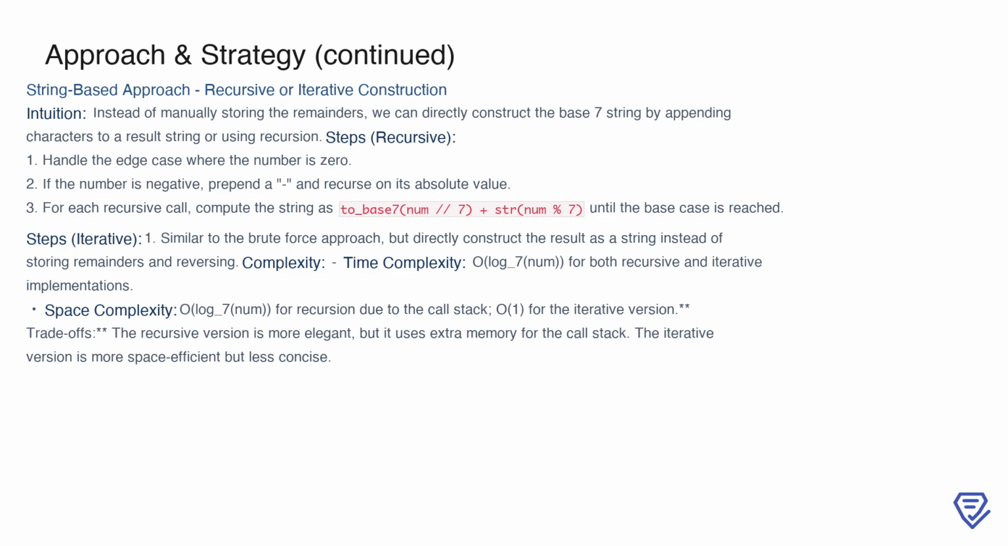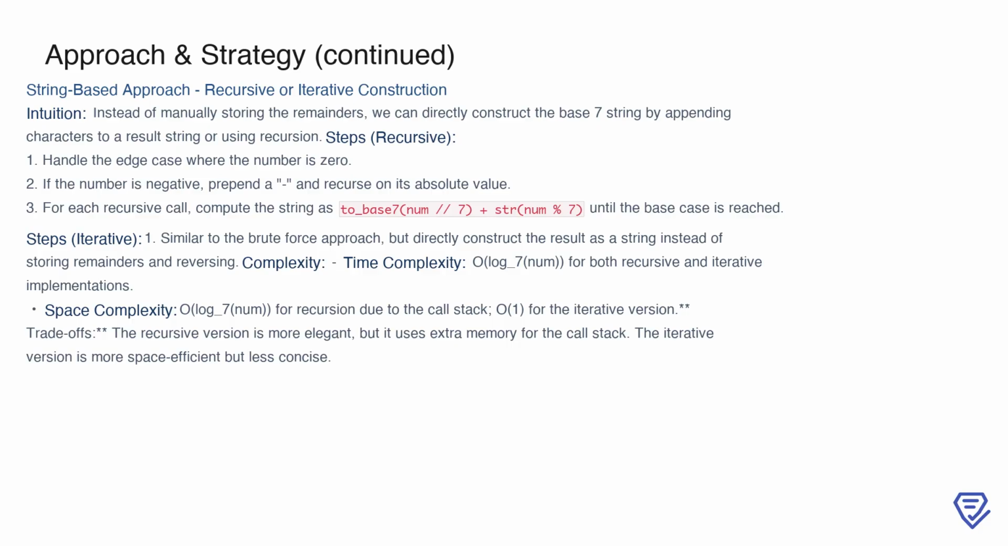Both recursive and iterative implementations have a time complexity of O(log_7 number), since the number of divisions is proportional to the logarithm of the input in base 7. The recursive method has a space complexity of O(log_7 number) due to the call stack, while the iterative version is more space efficient with O(1) additional memory.